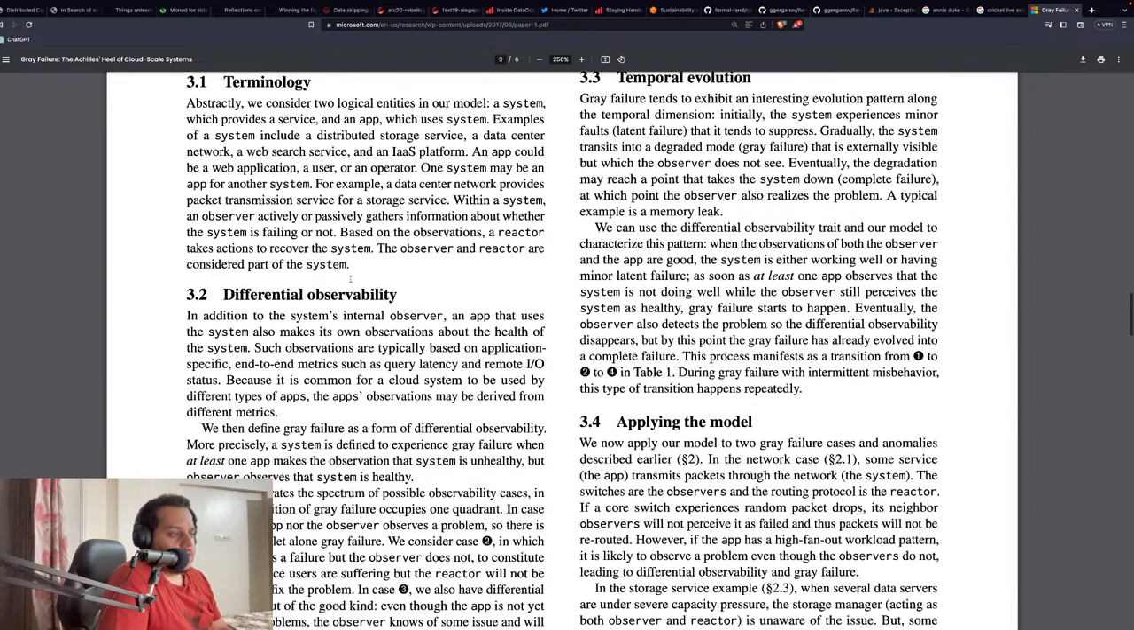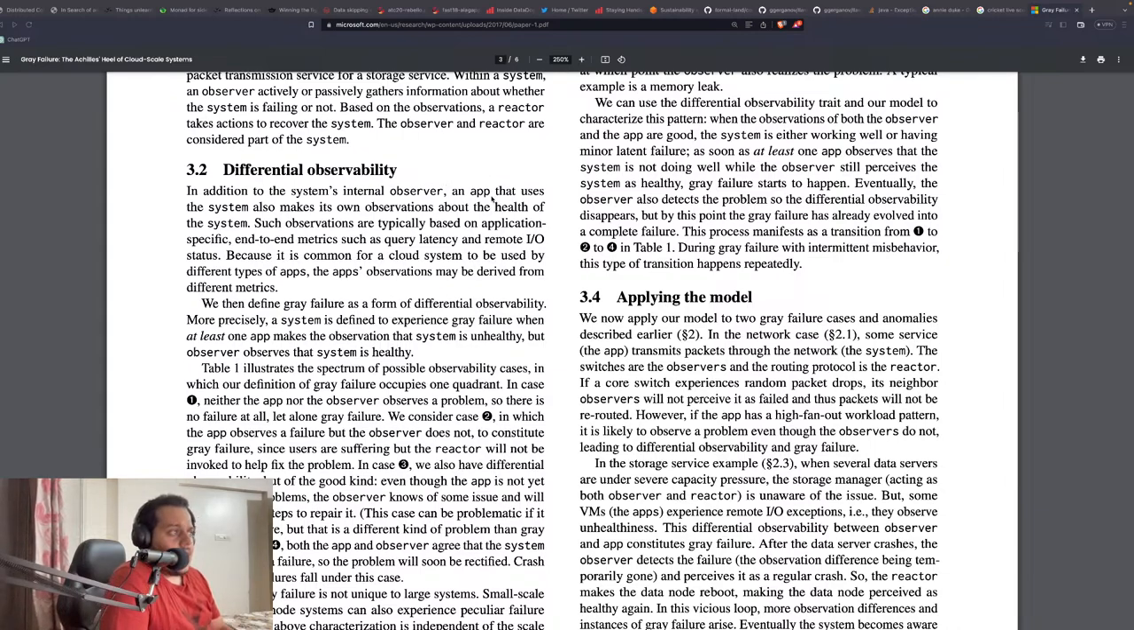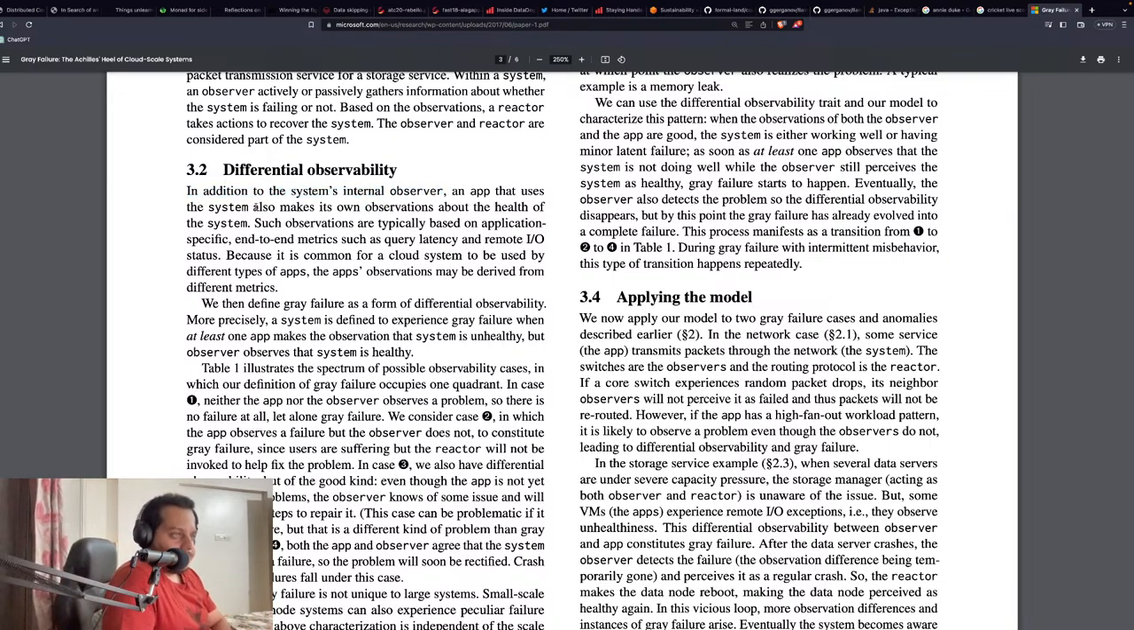So these are the terminologies here. Now let's understand what differential observability means, which is something exciting. Differential observability says that in addition to the system's internal observation, an app that uses the system also makes its own observation about the health of the system.